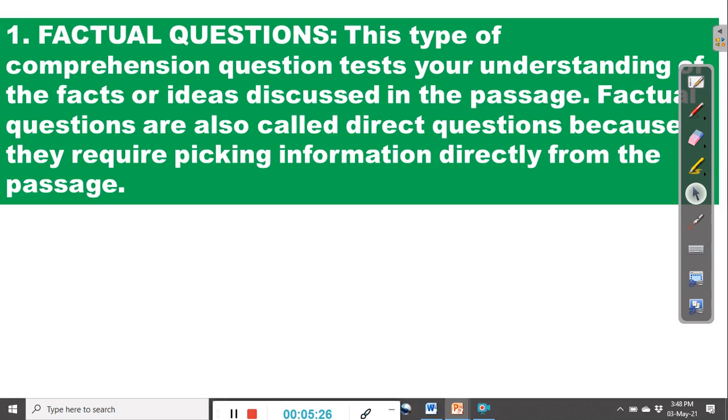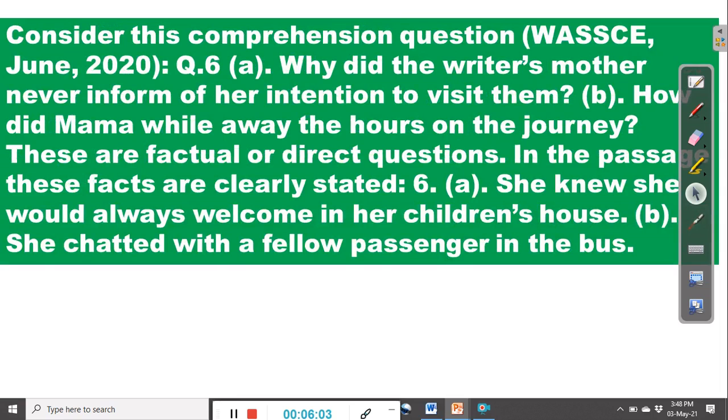Now, let's begin with factual questions. This type of comprehension question tests your understanding of the facts or ideas discussed in the given passage. Factual questions are also called direct questions because they require picking information directly from the passage. They are direct questions, and when you find a factual or direct question, you can beat your chest that you will find the answer explicitly stated in the passage. That's why it's called a direct question.